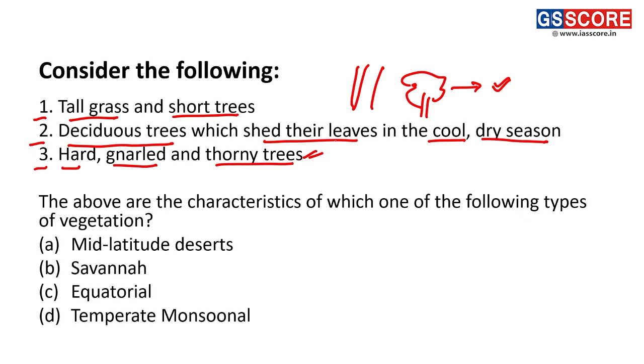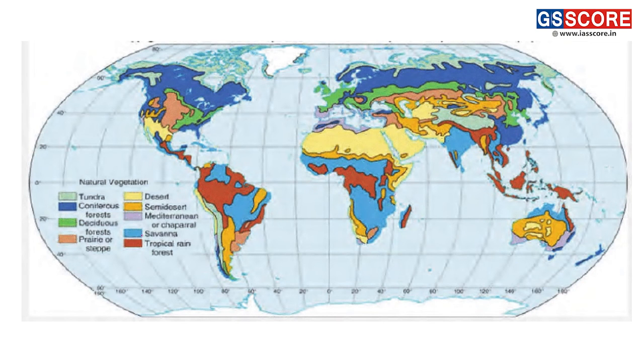So basically this is talking about a region where the rainfall is not very high, the region is quite dry, and here we'll be looking at the presence of quite tall grasses. So this kind of vegetation is characterized as the savanna type of vegetation, where the hard, gnarled and thorny trees are present. Thus we can see the distribution. This savanna type of vegetation is very much prominent in the part of Africa.